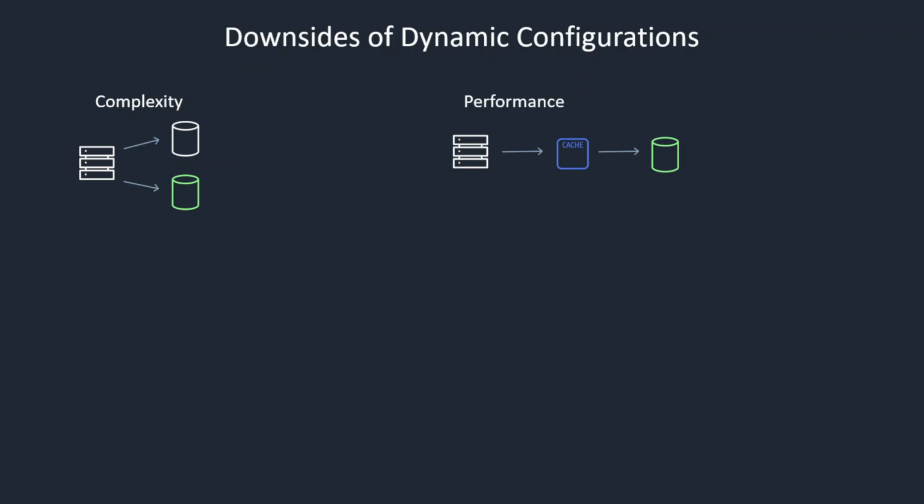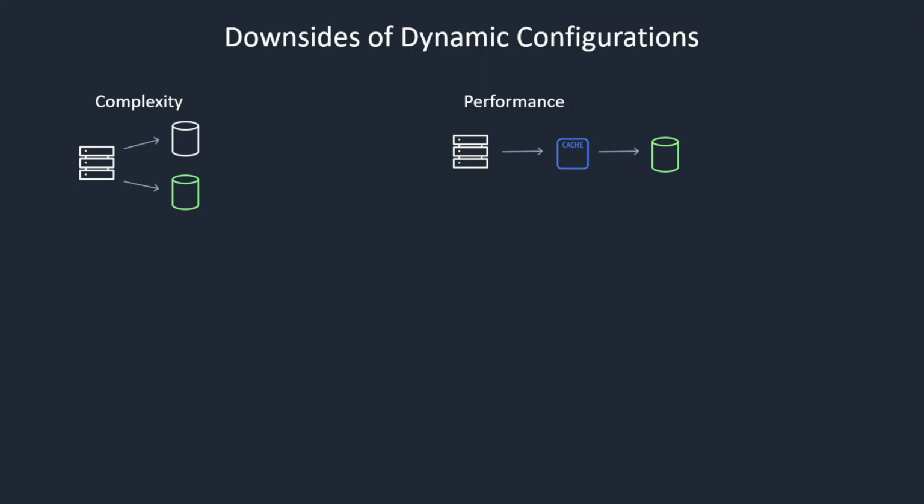Another downside is the performance. Because we're making another network call, that's additional latency we're adding into our system. Now you can get around this by using some type of cache, but that again is even more complexity because now you have an additional system to manage.